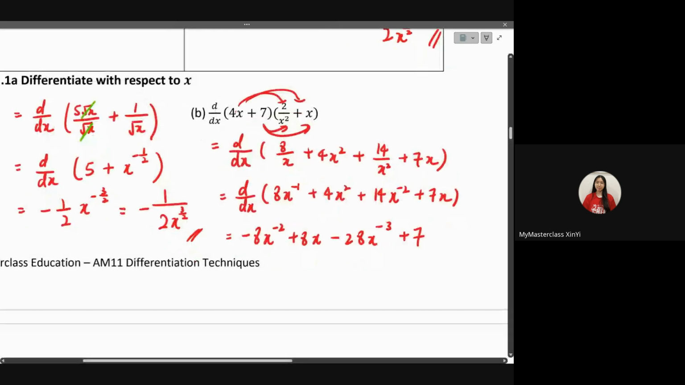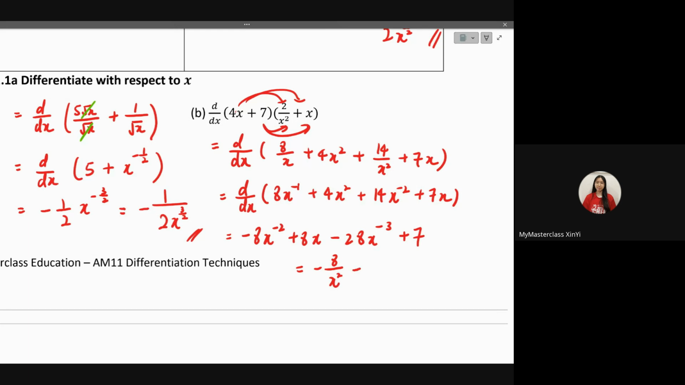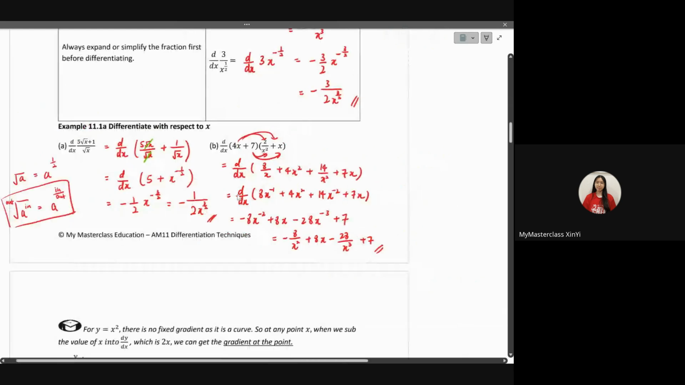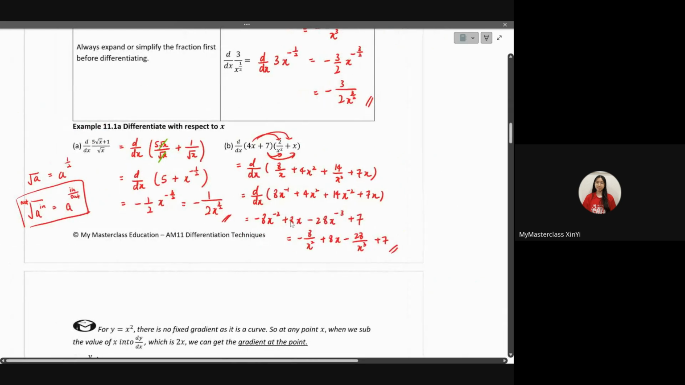Then if you need to write it in terms of positive index form, put it down. So it becomes this. Then the x to the power of negative 3, bring it down, so it becomes x cubed, then plus 7. Like this. So before you start differentiating, let's say you are just simplifying, you must still add in the d/dx part. So make sure you only remove it when you have already differentiated.